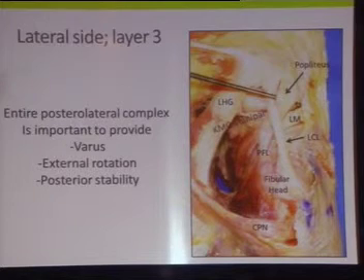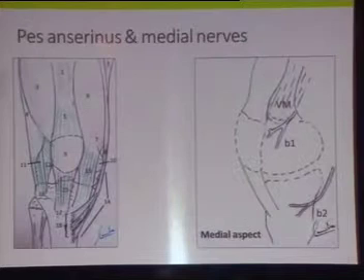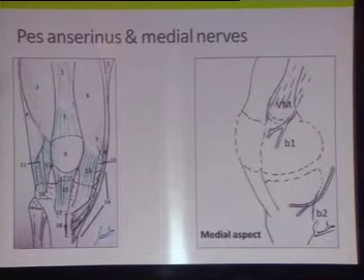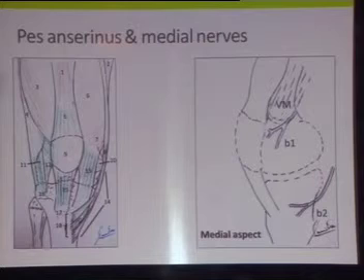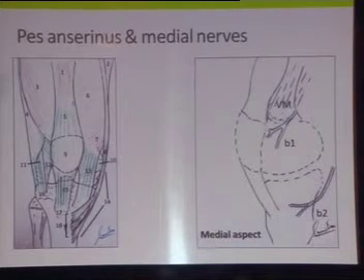Now all these structures, I would not go in detail, in general provide varus, external rotation and posterior stability. Medial side, those who take a lot of graft, remember when you make an incision here, one structure at risk is the pes anserinus, if you are doing the MCL reconstruction. Otherwise if you just elevate it, you can see the MCL below. Second structure which is at risk is the nerves.